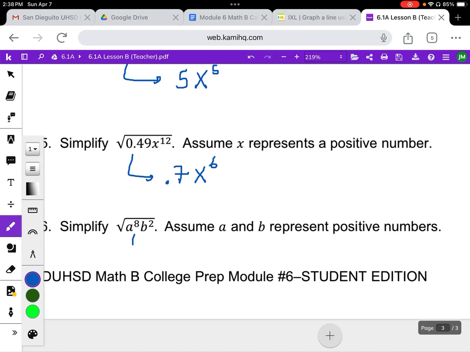Last one. In fact, might be a good one for you to try and pause the video. Square root of a to the 8th, b to the 2nd. Okay, two of the same things when multiplied equal a to the 8th. It's a to the 4th. And b to the 2nd becomes b. We can also over here just think, let's see, if we were to take these two and multiply them by themselves, would we get back to where we started? And we sure would, so that checks out.